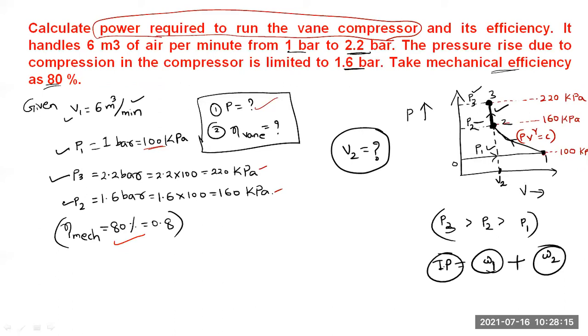At point 2, they have given P2. Okay, but we have to calculate V2, means at point 2, what is the volume. So from this given data, and by watching this PV diagram, can you tell me how to calculate V2? Because in the question V2 is not given, only V1 is given. So how to calculate V2? Can anybody guess?